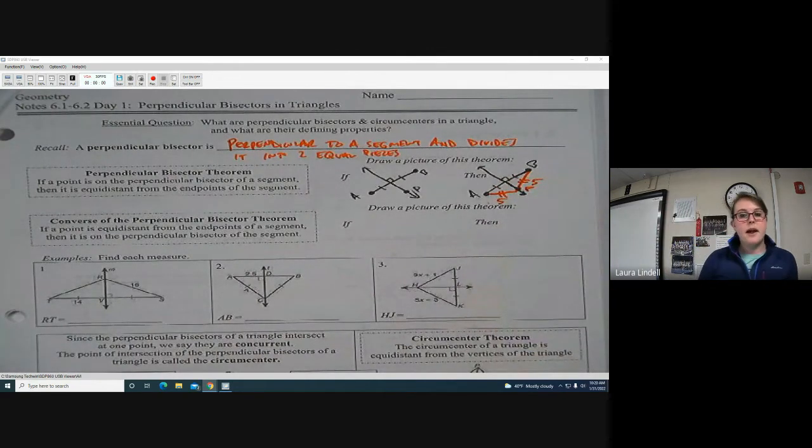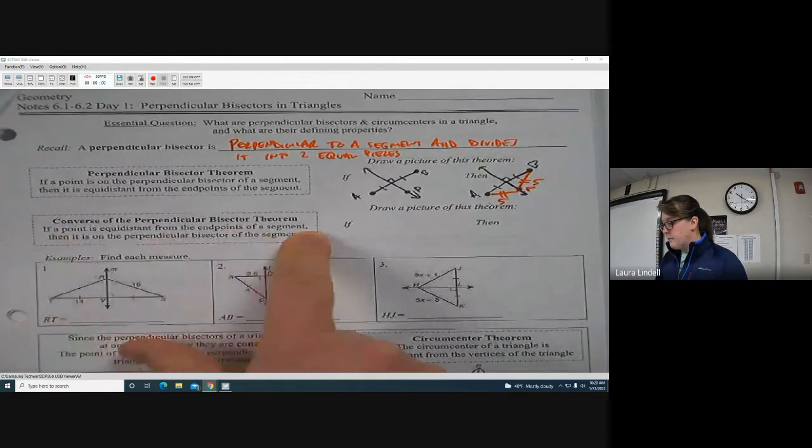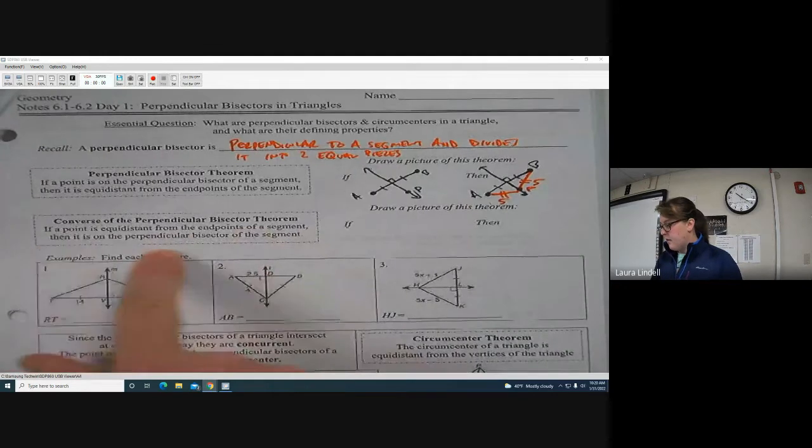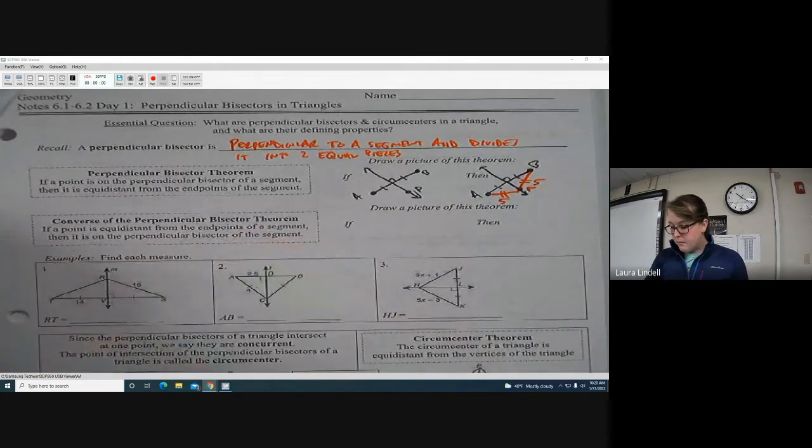Then we also have something called the converse of the perpendicular bisector theorem. It's the same thing, but the other way around. That says that if a point is equidistant from the endpoints of a segment, then it is on the perpendicular bisector.